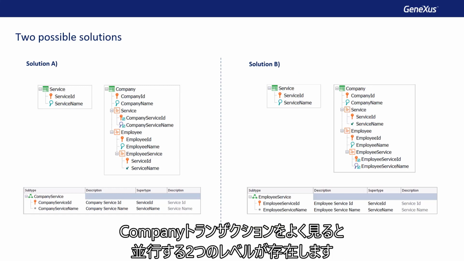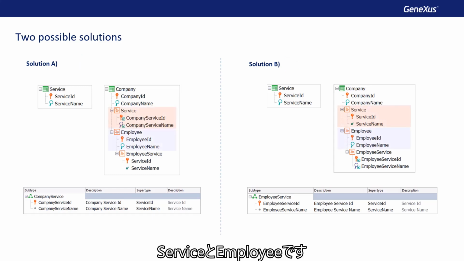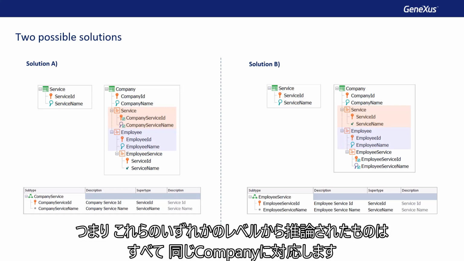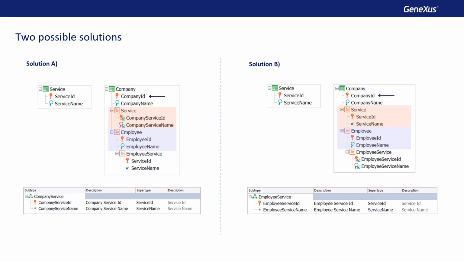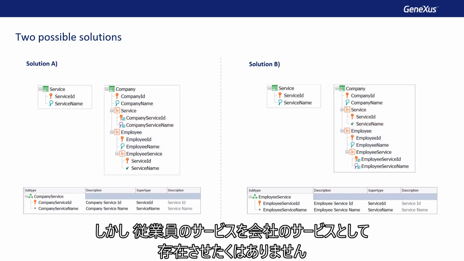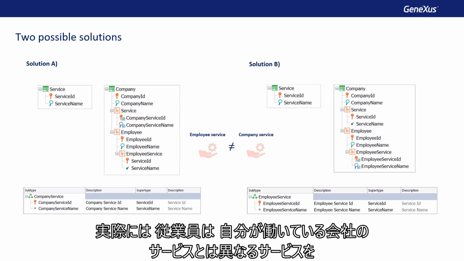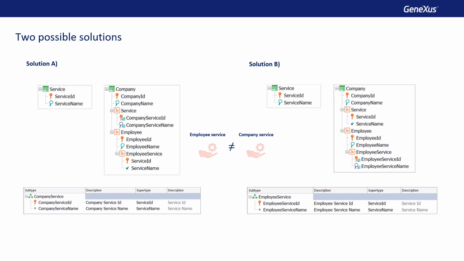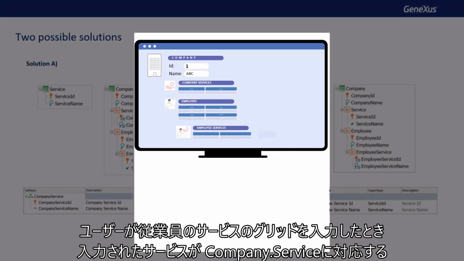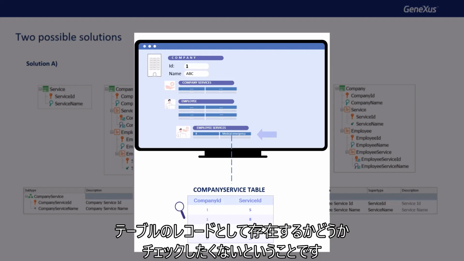If we look closely, in the company transaction there are two parallel levels, service and employee. This means that everything that's inferred from any of these levels will correspond to the same company. However, we do not want the employee's service to exist as a company service, since, in our reality, the employee may have purchased services different from those of the company he or she works for. In other words, when the user enters the employee services grid, we don't want to check whether the entered service exists as a record in the table corresponding to company.service.